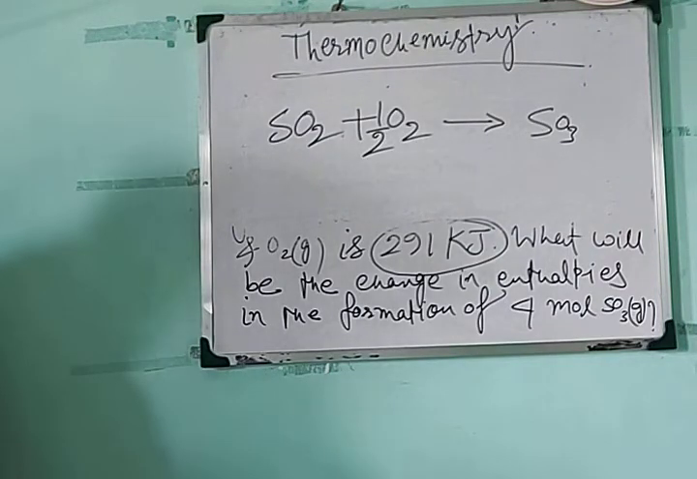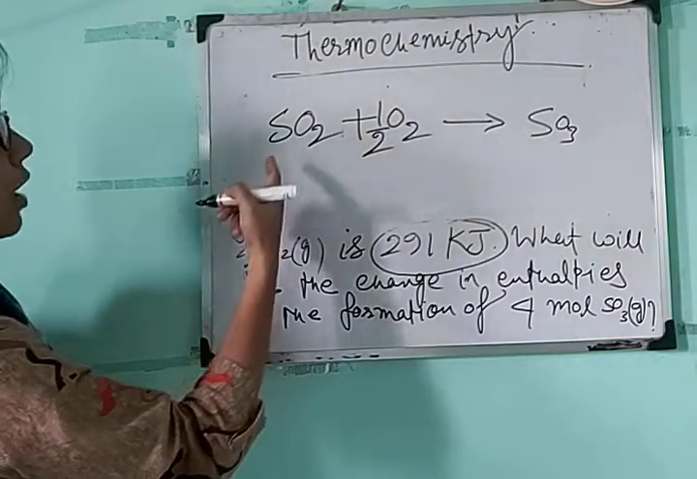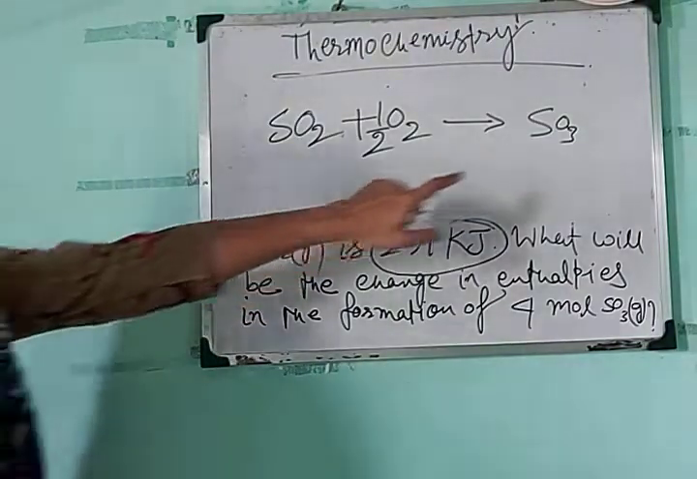But in the question, the value 291 kilojoule is given for 3 mole. So for 3 mole sulfur trioxide, okay.